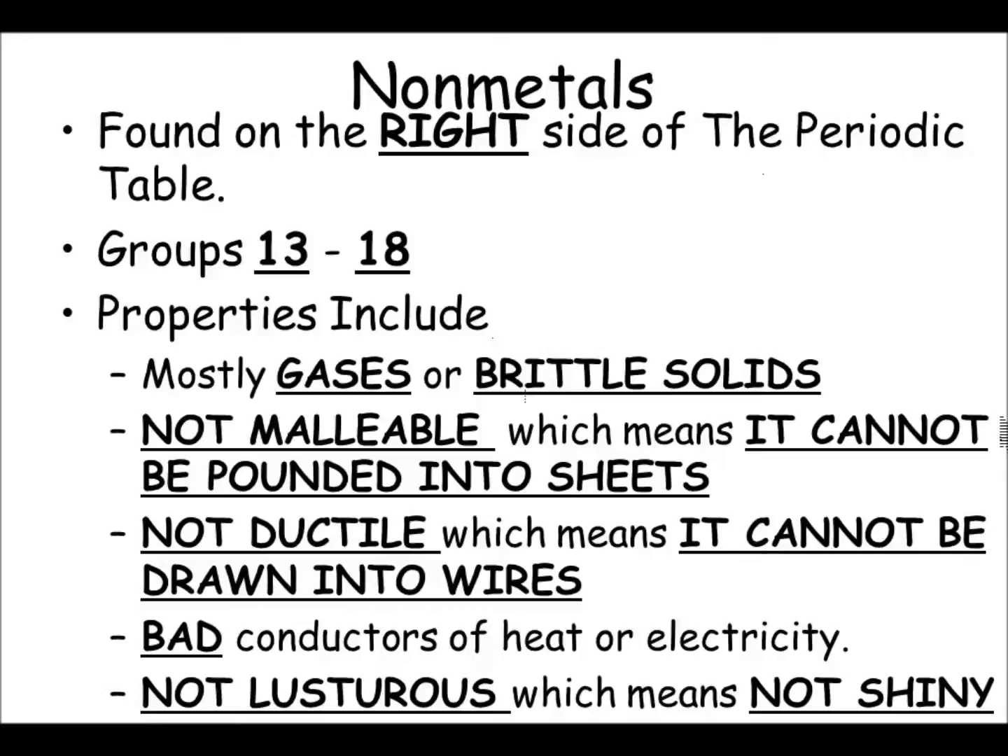They're going to not be malleable, so that means they can't be pounded into sheets like aluminum foil. They're not going to be ductile, so it means you can't make wires out of them. They're going to be bad conductors of heat and electricity. They're not going to be shiny, so they're not lustrous.